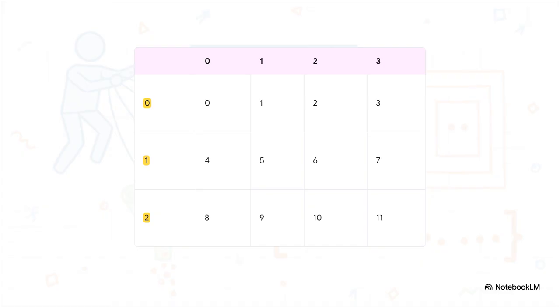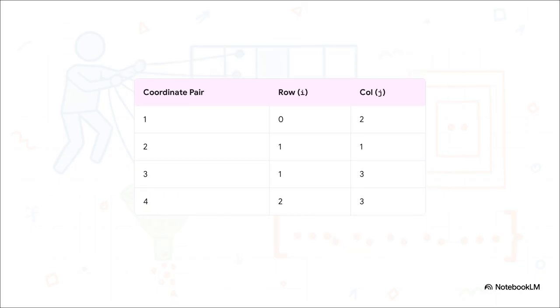Here's our stage. We'll call this array A. It's a simple 3x4 array, filled with the numbers 0 through 11. Just kind of lock this picture in your mind because we're about to pull some very specific values right out of it. And here, this is where the magic happens. These are our puppeteer strings.